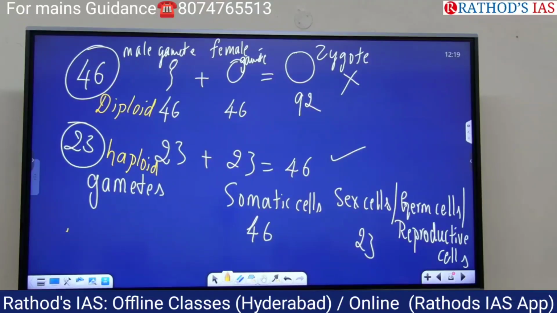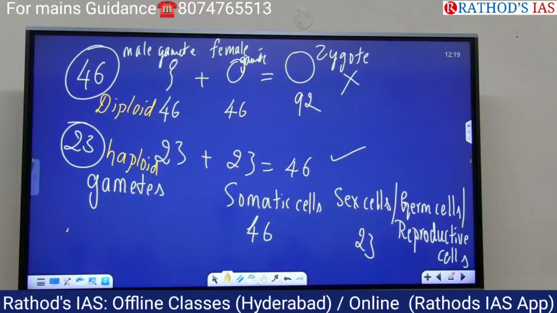Copied, everybody? So that means in our body there are two types of cells, right? One is somatic cells or vegetative cells. The other one is sex cells or germ cells or reproductive cells. And those are nothing but gametes, which are of two types, male gamete and female gamete. So the gamete and gamete fuse to form what? Zygote. Clear?